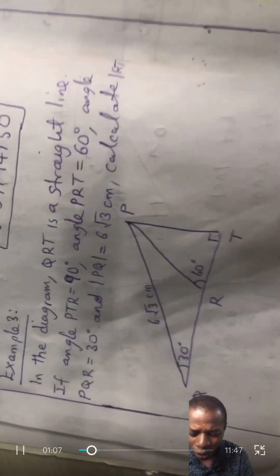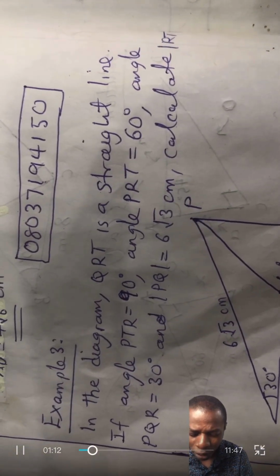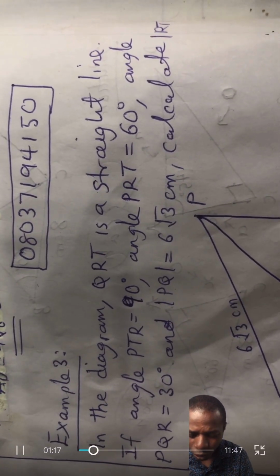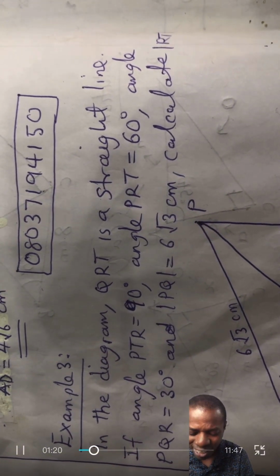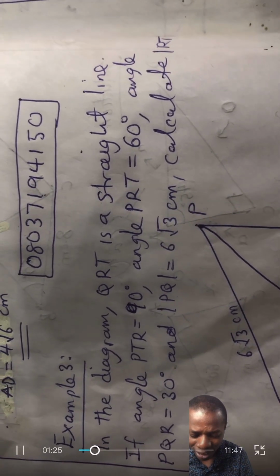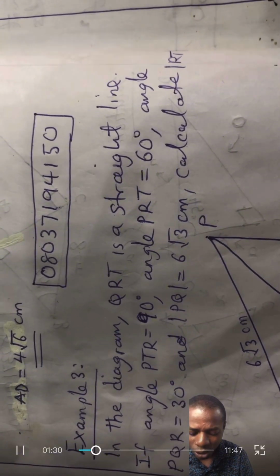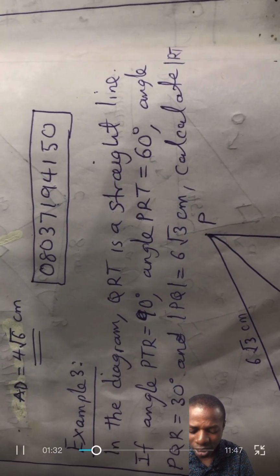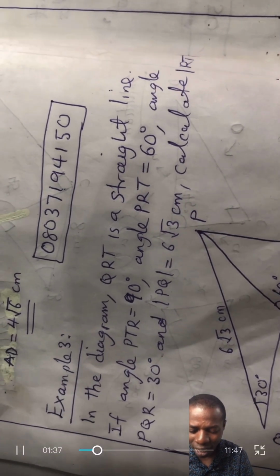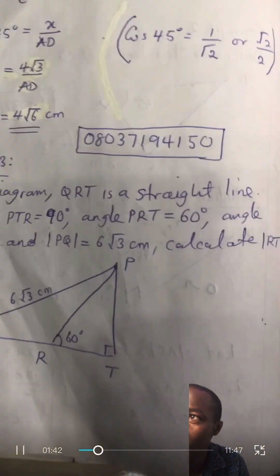In the diagram, QRT is a straight line. If angle PTR is equal to 90 degrees, angle PRT is equal to 60 degrees, angle PQR is equal to 30 degrees, and the value of the line PQ is equal to 6√3 centimeters. Calculate the value of the line RT.